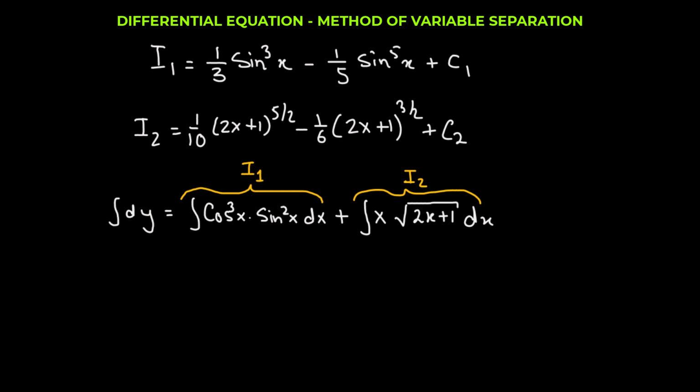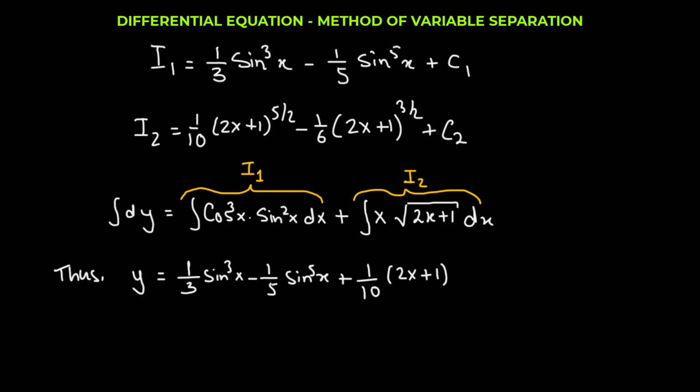Finally, we have the integral of dy equals the two integrals I1 plus I2, so replacing them with the values that we have just found, we get y equals 1/3 of sine cubed x minus 1/5 of sine x raised to the power of 5 plus 1/10 times (2x plus 1) raised to the power of 5/2 minus 1/6 of (2x plus 1) raised to the power of 3/2 plus c, where c is c1 plus c2. So this is the required solution to the given differential equation.